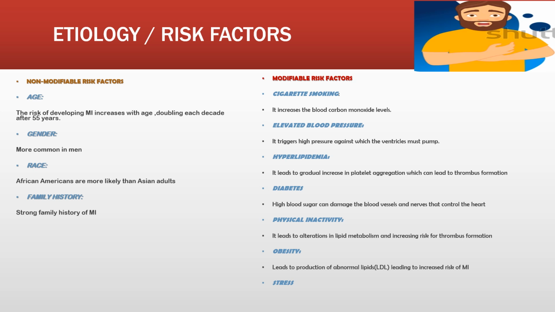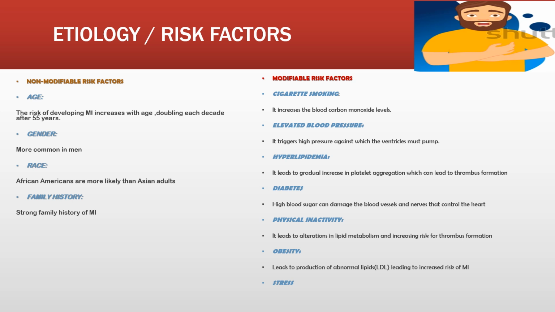Diabetes, high blood sugar, they always make your vessels damaged and your nerves, so they decrease your heart's ability to pump. Physical inactivity, when you're physically inactive, your lipid cannot be metabolized properly. The lipids that you're taking through the food, it cannot be metabolized properly, and they increase your risk for thrombus formation. Obesity, same thing. When you're obese, it's because of your sedentary lifestyle. So when you are a sedentary lifestyle individual, your lipids are not properly metabolized, and abnormal lipids, they accumulate.